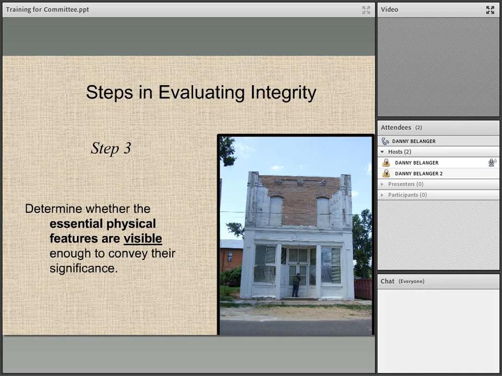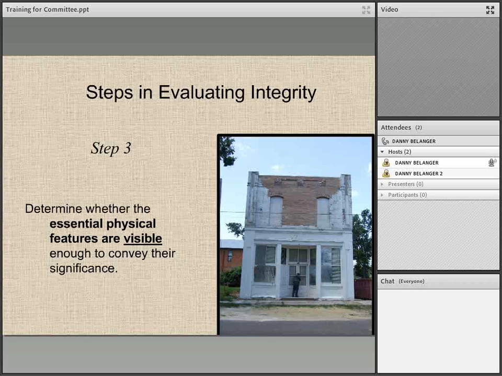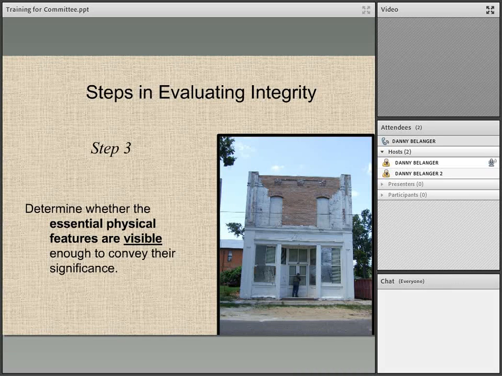Step 3 is to determine whether the essential physical features are still visible. So on this building, it looks like they might have had some brick collapse or some plaster loss, but the majority of it's still there. Do you still look at that building and can you still see the essential physical features? I'd say probably yes.